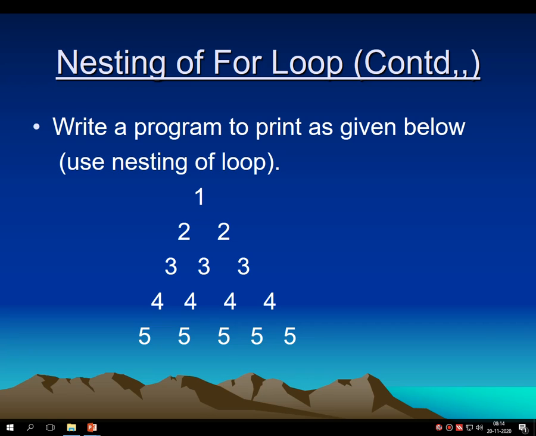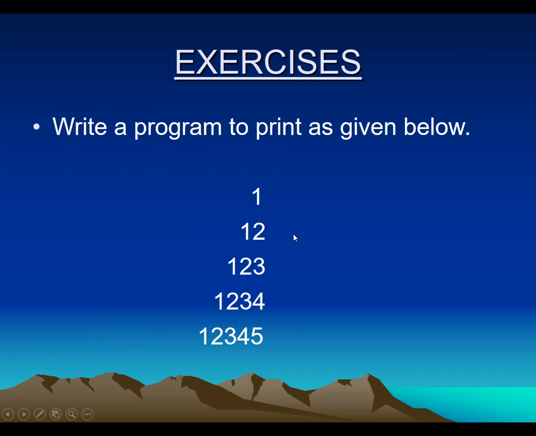As you can see, it's one type of triangle that contains numbers, where the first number is a single digit, then 2, then 3, then 4, and then 5, repeated n times. For example, 1 repeats 1 time, 2 repeats 2 times, 3 repeats 3 times, 4 repeats 4 times, and 5 repeats 5 times. This program we implemented last time. So now let's continue with some other programs and code.